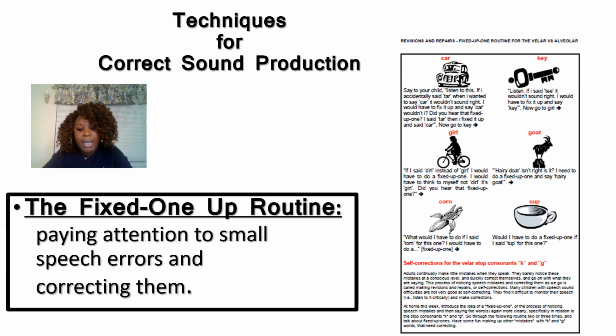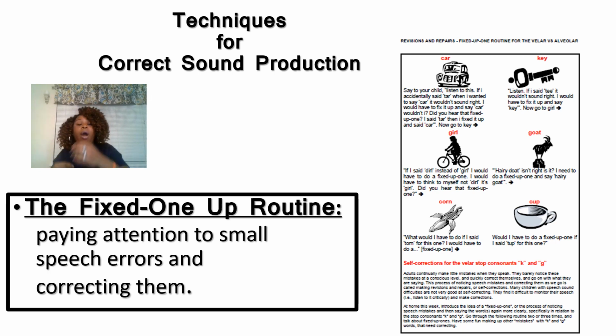So if we come and we look here, we see a picture of a car here. So underneath, it kind of gives you a script that you can use with your child. It says, say to your child, listen to this. If I accidentally said tar when I wanted to say car, it wouldn't sound right, would it? So I would have to fix it up and say car. Did you hear that fixed up one? I said tar, then I fixed it up and said car.